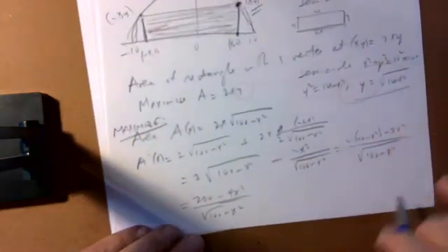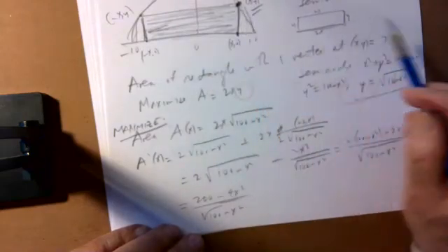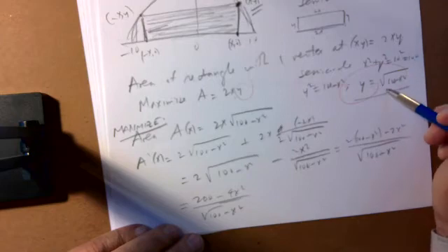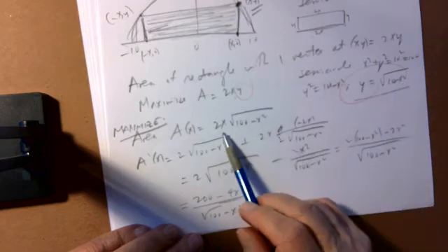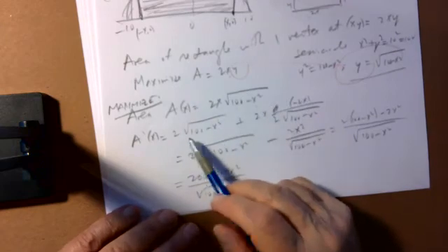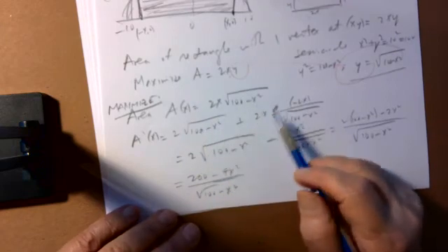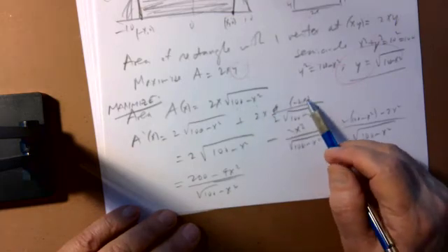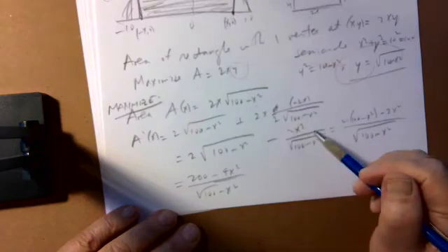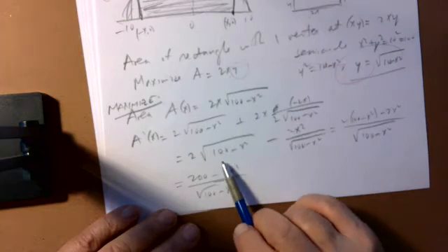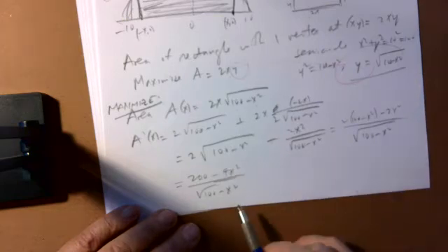So let me just check. This is the circle of radius 10. X squared plus y squared equals 100. So y is the square root of 100 minus x squared, and 2xy is 2x times the square root of 100 minus x squared. When you differentiate it, you get 2 times 100 minus x squared plus 2x times the derivative of this, which is minus x over the square root of 100 minus x squared. So you get this, put it over a common denominator, 200 minus 4x squared.